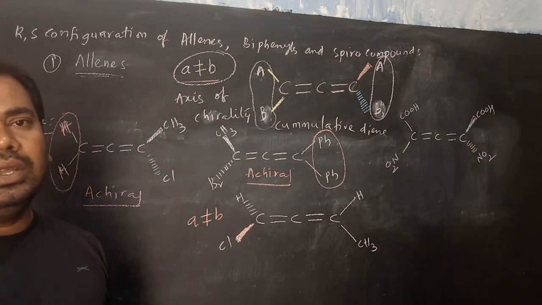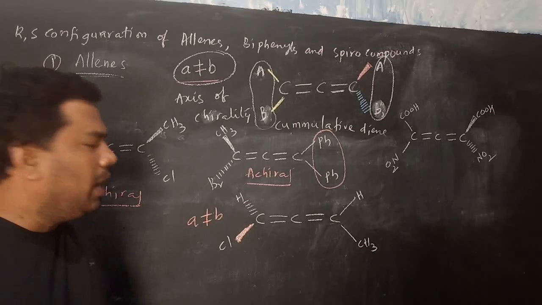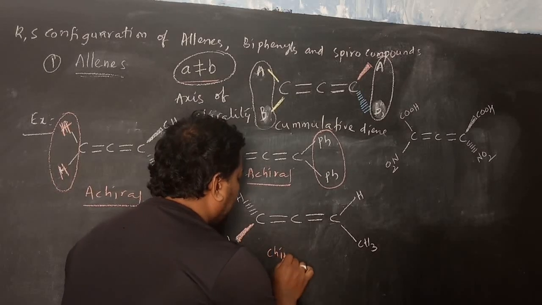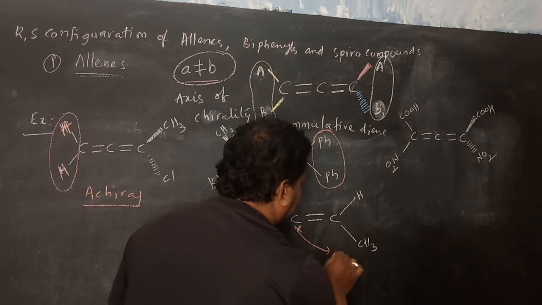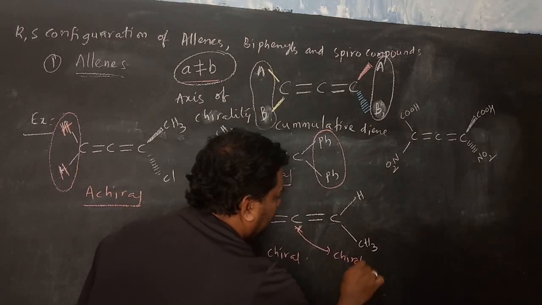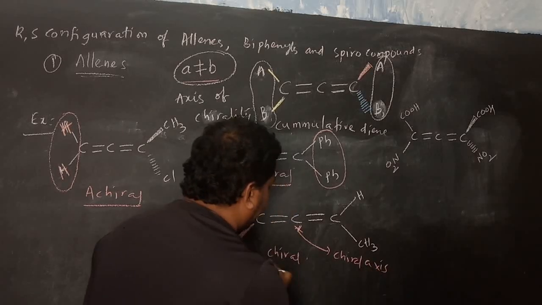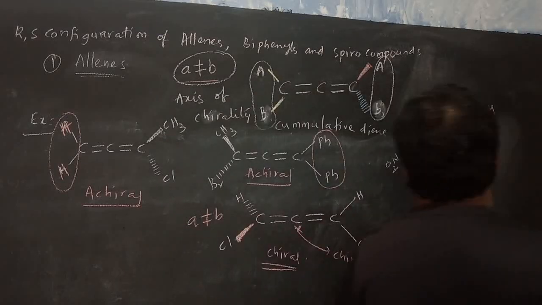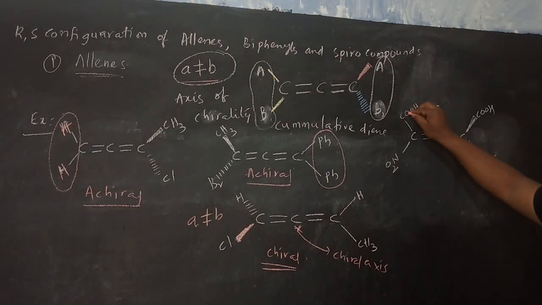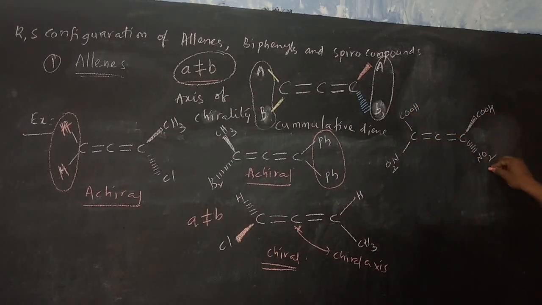These are not identical atoms, so here A is not equal to B. So the molecule is a chiral molecule, and it has a chiral axis. And here we have one more example. Here you can see COOH, NO2, COOH, NO2.